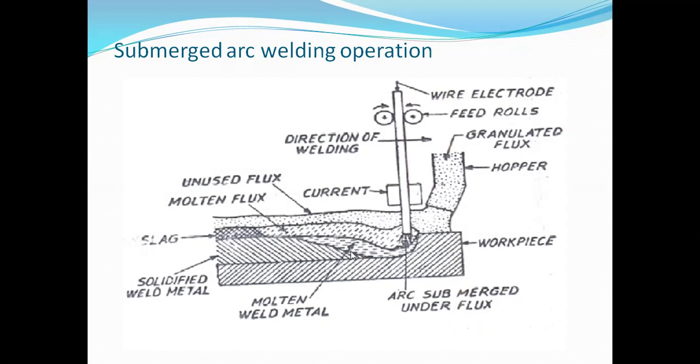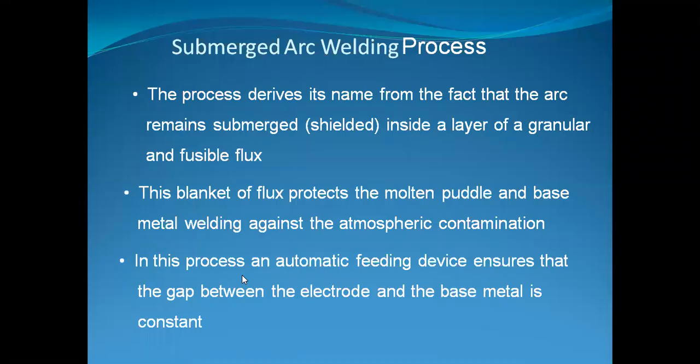Okay, so this is the molten weld metal, the arc submerged under flux. This is the slag, unused flux, and molten flux. The process derives its name from the fact that the arc remains submerged, as we have seen in the diagram, inside a layer of granular and fusible flux. This blanket of flux protects the molten puddle and base metal welding against the atmospheric contamination. And an automatic feeding device ensures that the gap between the electrode and the base metal is constant.